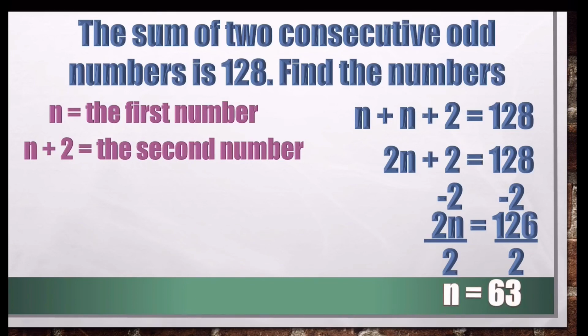Did you get an odd number? If you got an odd number, then most likely you did your work correctly. If you did not get an odd number, you did something wrong. But that's not your answer. Your answer would be 63 and 65.